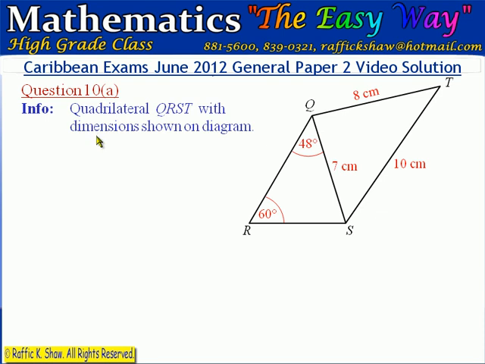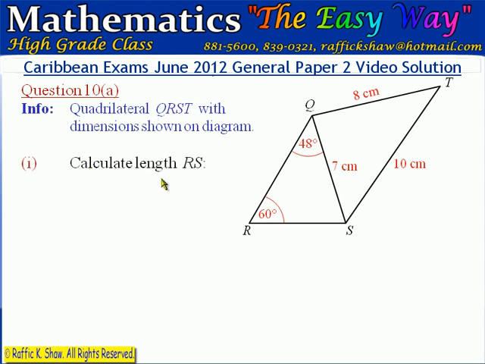Welcome to question 10A of this CSEC Math exam June 2012 video solution. In this question we are given a quadrilateral QRST with the dimensions shown on the diagram. Now in this quadrilateral, this diagonal QS resulted in the formation of two triangles: this triangle QRS and this triangle QST. In this first triangle we have two known angles and a known side, and in this triangle we have three known sides. So let's get to the questions.